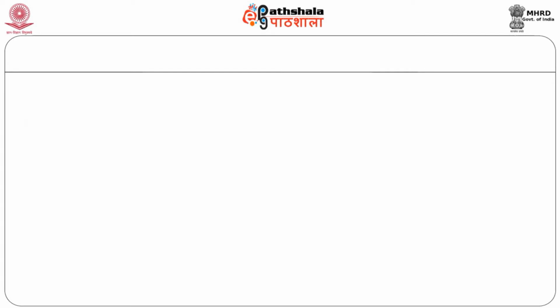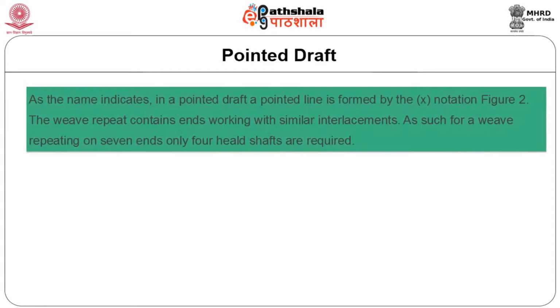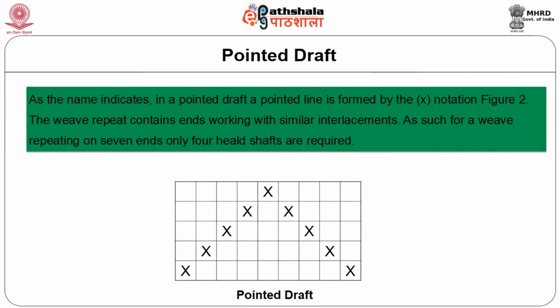Coming to the pointed draft, as the name indicates, it is a pointed draft. The weave repeat contains ends working with similar interlacements. As such, for a weave repeating on 7 ends, only 4 heel shafts are required, as shown below.